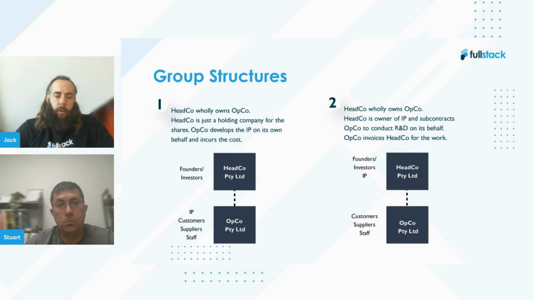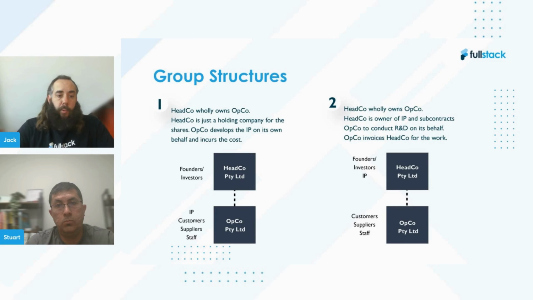Slightly more complicated is example 2, where the IP is held alongside the shares in the same company, the holding entity. That is a method to protect that IP if the operating entity gets into financial stress or legal trouble. A group structure such as 2 may be able to protect that IP.